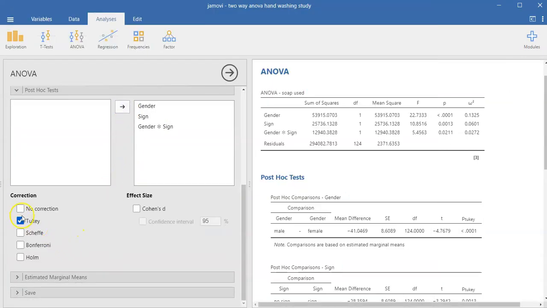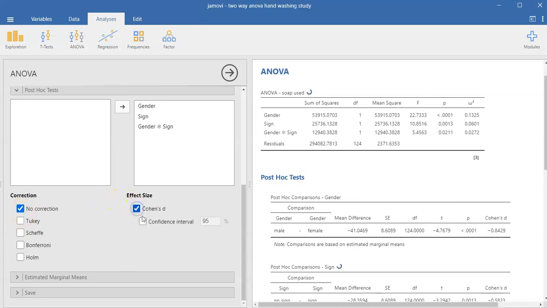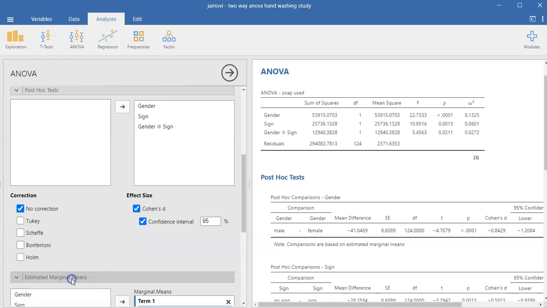You want to make sure to get the correct p-values. It will default to giving you a Tukey or HSD p-value. You do not want that. You want the non-corrected or no correction p-value. Make sure you remember to do that. You're going to want D and the confidence interval around D. You're also going to want to get graphs and the specific means for each condition.